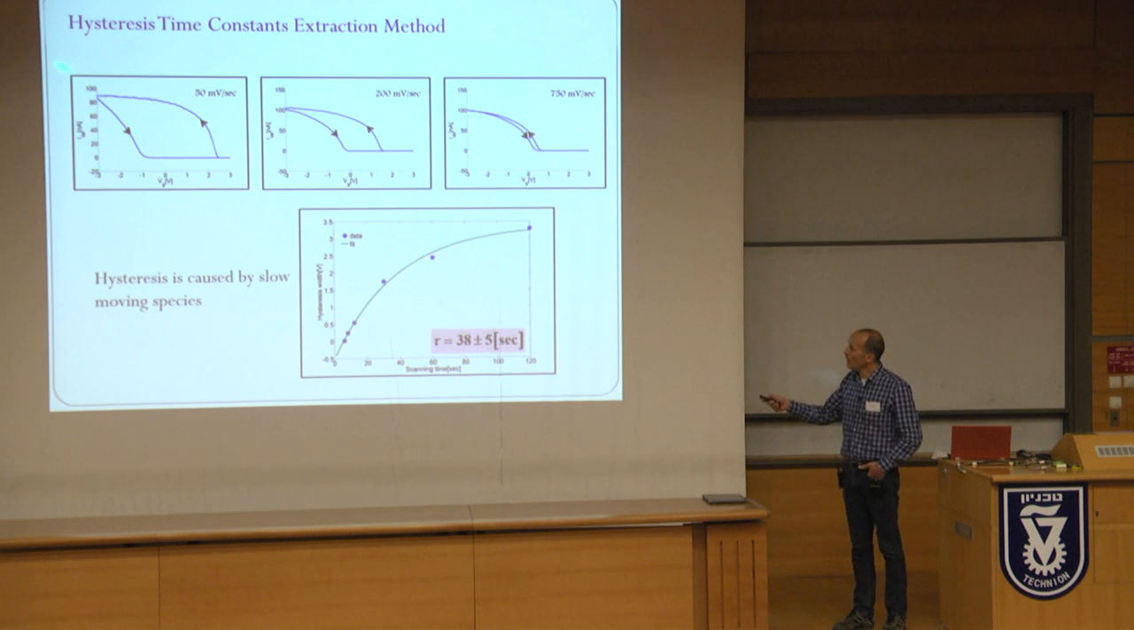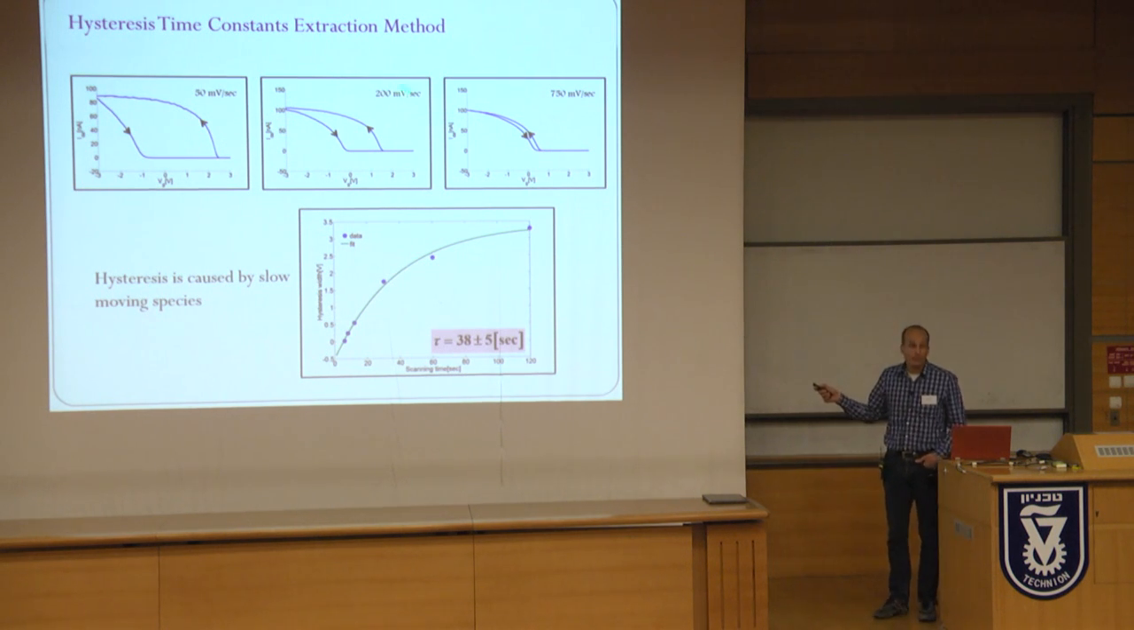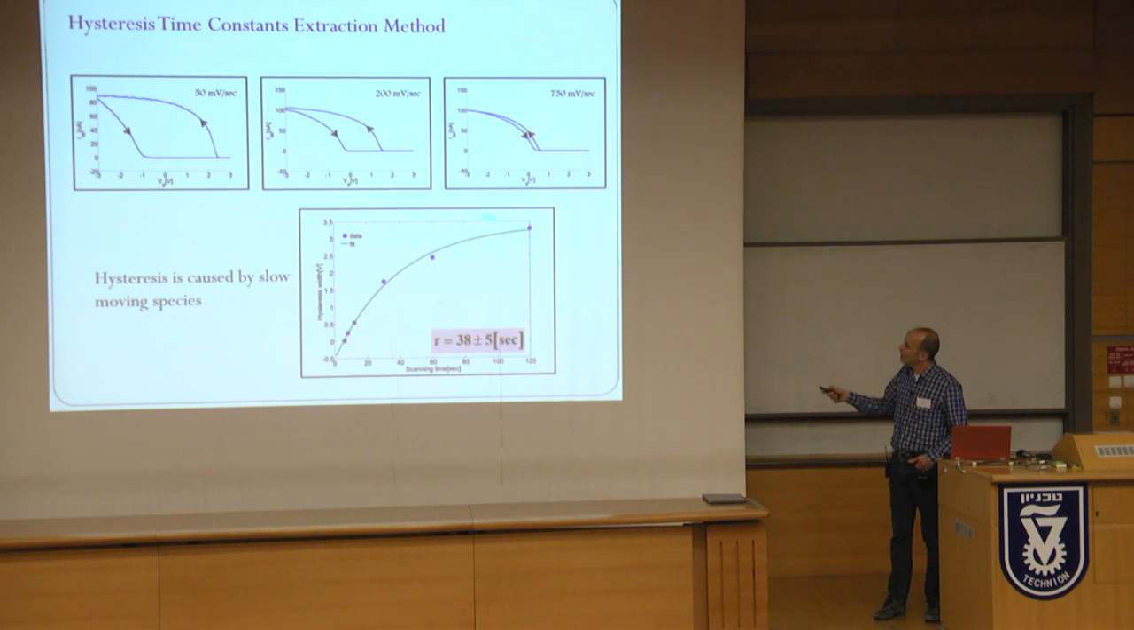This is a carbon nanotube. This is I as a function of Vg, and you can see the hysteresis is very big when we scan very, very slowly. We increase the scan rate, and you can see how the hysteresis decreases. So you can plot, for example, the hysteresis, the distance from this point to this point, as a function of the scanning time, and you can see how it behaves very nicely, like an exponential function with some tau.